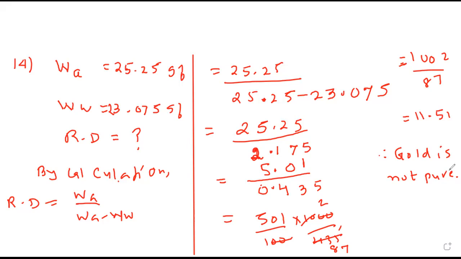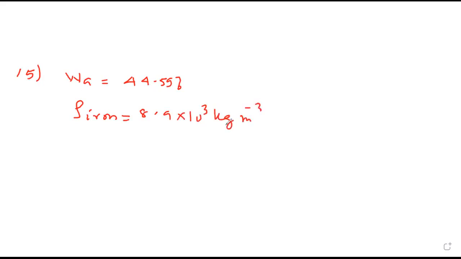Can I clear this now? Yes, sir. Okay. Next, 15. A piece of iron weighs 44.5 gf in air. Density of iron is 8.9 into 10 raised to 3 kg per meter cubed. Find the weight of iron when immersed in water.